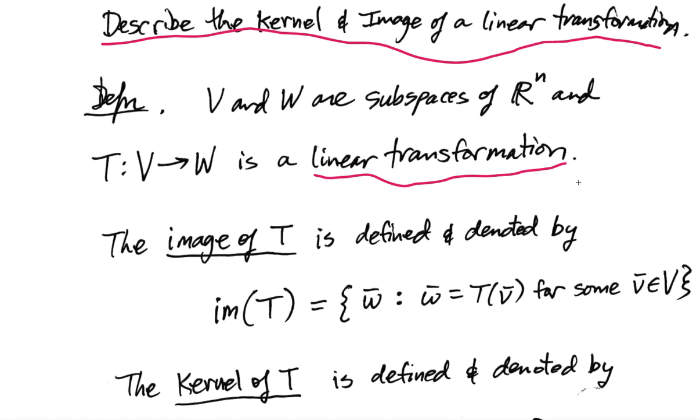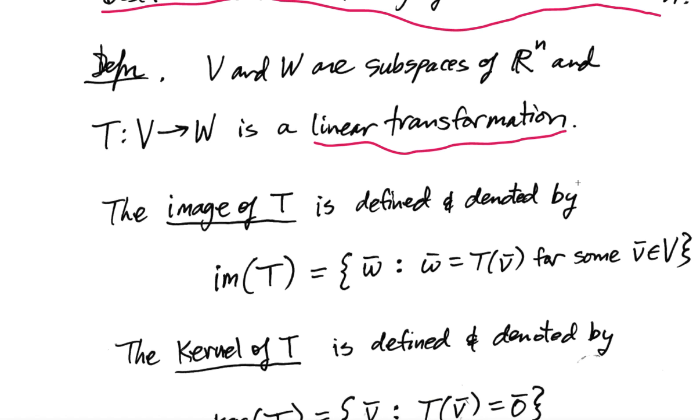Okay, let's talk about the image of T. The image of T is defined and denoted in the following way. So I've got just Im of T. Okay, this is the way your book does it. It's a set of all W bar such that W bar is T of V bar for some V bar in cap V. Okay? You could think of this as actually the range of T.